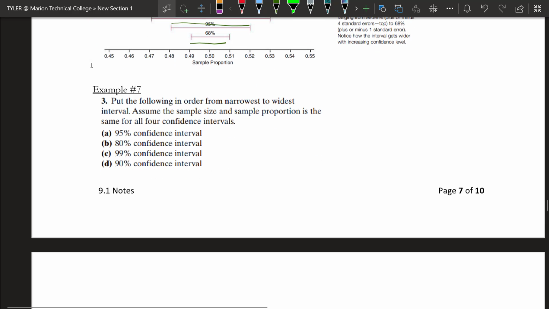So like here in example 7, it says to put the following in order from narrowest to widest intervals. Assume the sample size and sample proportion is the same for all 4 confidence intervals, right? So we have 4 confidence intervals, and the only thing that's varying is the confidence level. So all you do is put the percents in order, essentially, right? So B would have a narrower interval than D, than A, and that would be less than C, right?